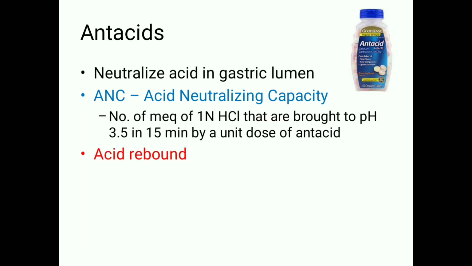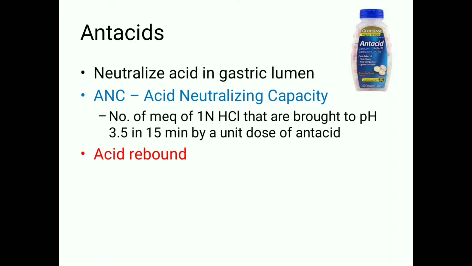Now, another important factor associated with antacids is that they can cause acid rebound. All of them can cause acid rebound. What is acid rebound? When we take antacid, there is a neutralization of acid for the time being. They are present in the gastric lumen and the symptoms are relieved, but they stimulate more and more secretion of acid as a reflex activity.